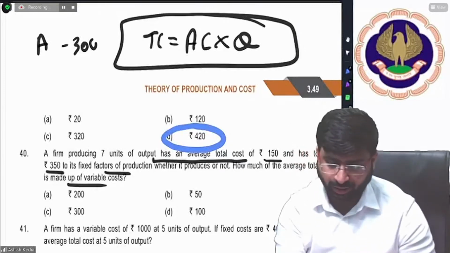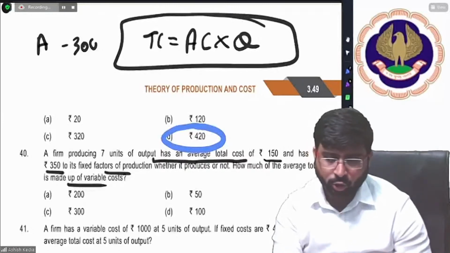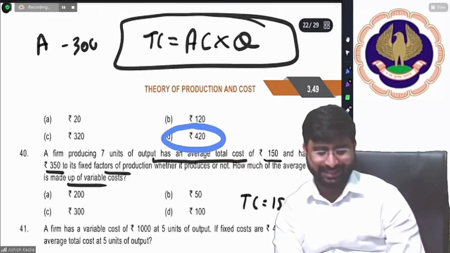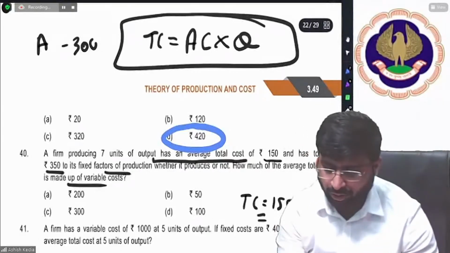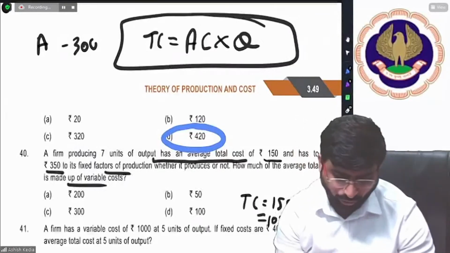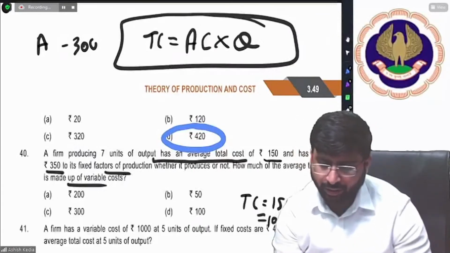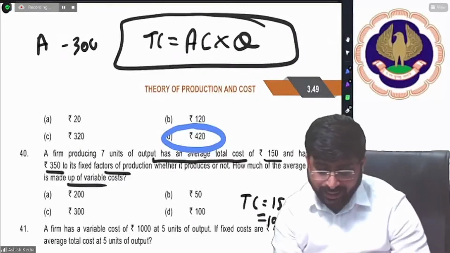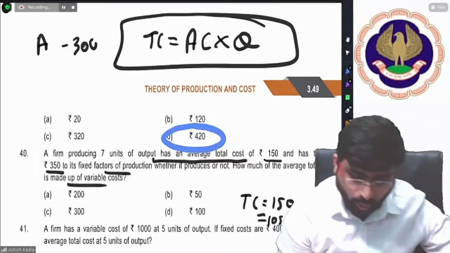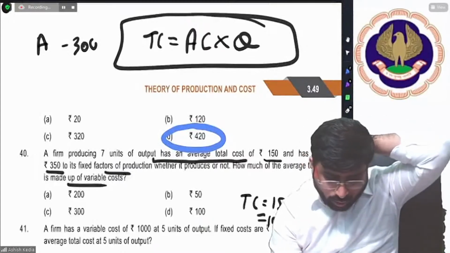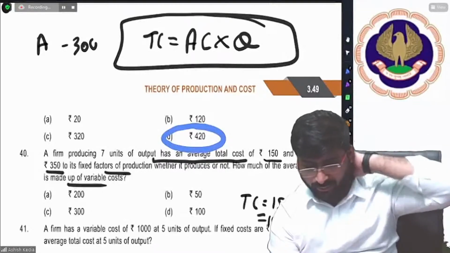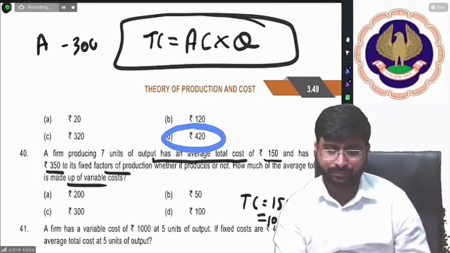Now, my dear friends, see, the average total cost is 150. So what is total cost? 150 into 7. So 7 zeros are 0, 7 fives are 35, I think 1050. Yes, sir, it's 1050 only. Now they are telling us that the firm has to pay 350 to its fixed factors of production, whether it produces or not.